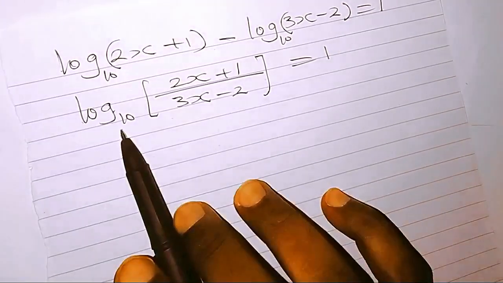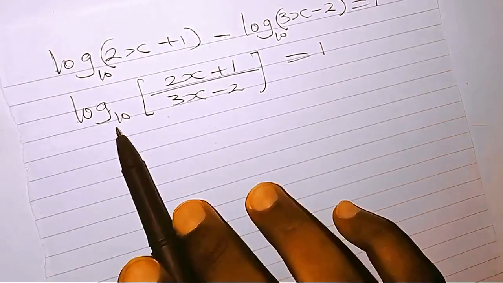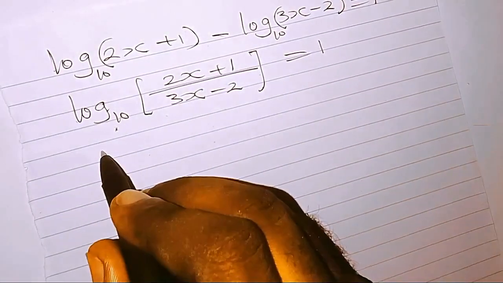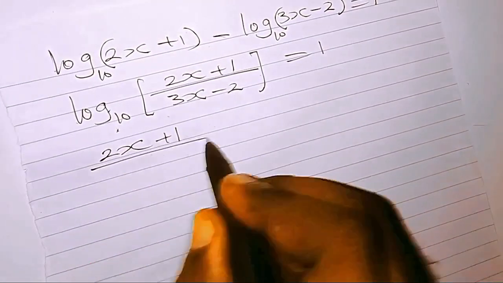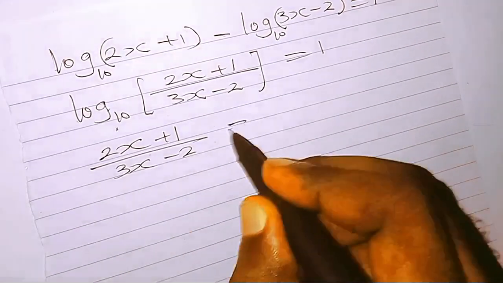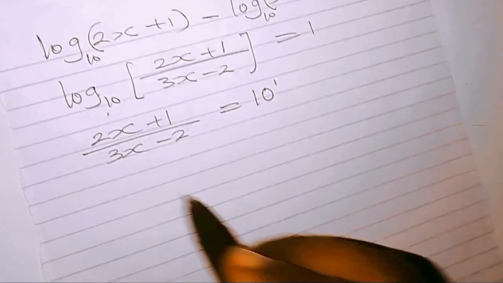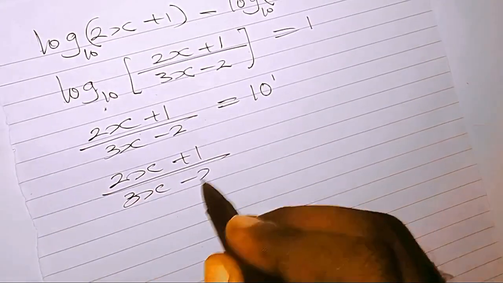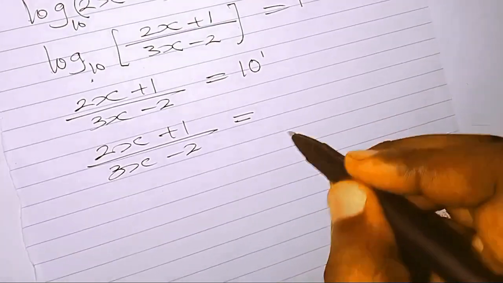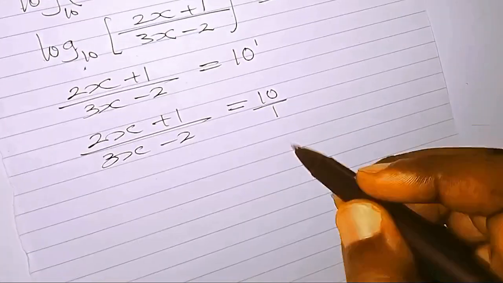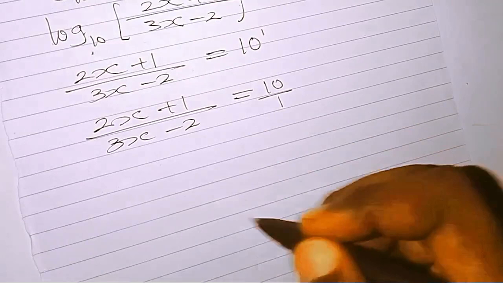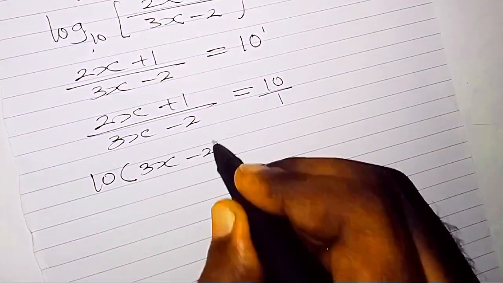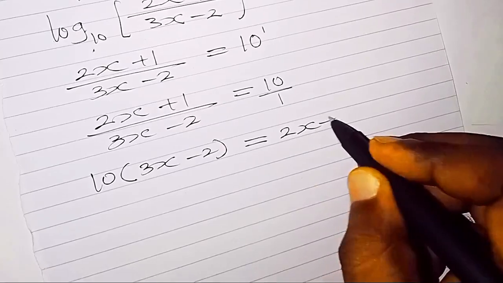And in this case, changing this to index form, this becomes 10 raised to the power of 1. And it's equal to whatever terms we have there. So this becomes 2x plus 1 over 3x minus 2 equal to 10 raised to the power of 1. And of course, 10 raised to the power of 1 is 10. And of course, it's 10 over 1. So we can do cross multiplication. Doing cross multiplication, that gives us 10 bracket 3x minus 2 equal to 2x plus 1.